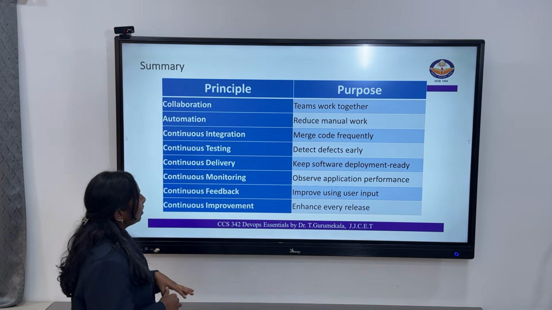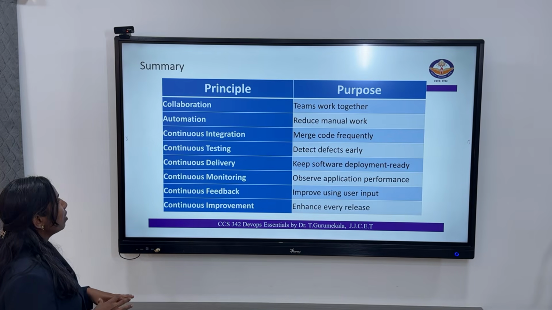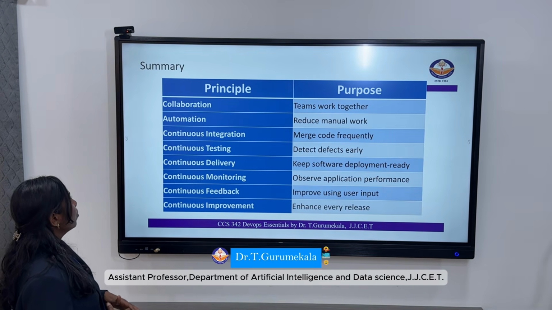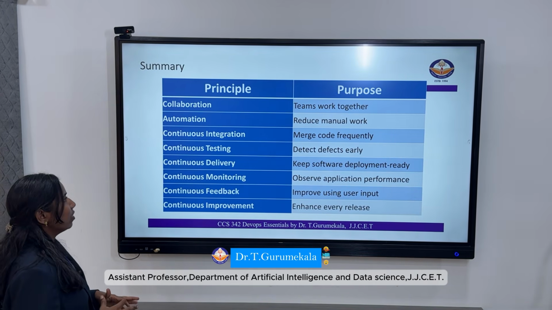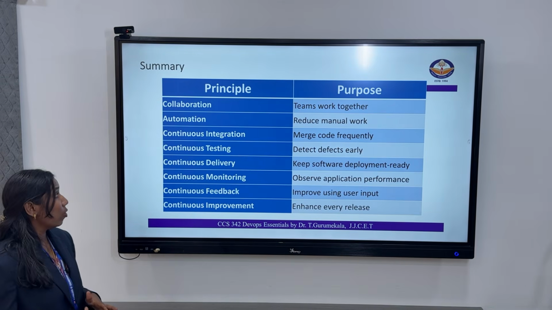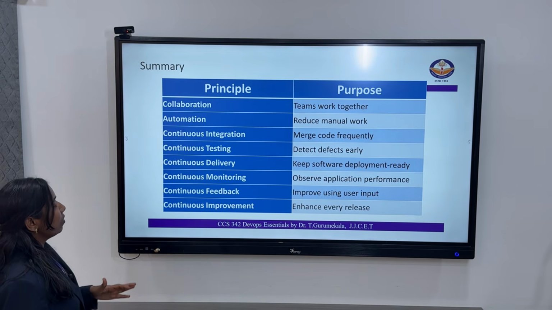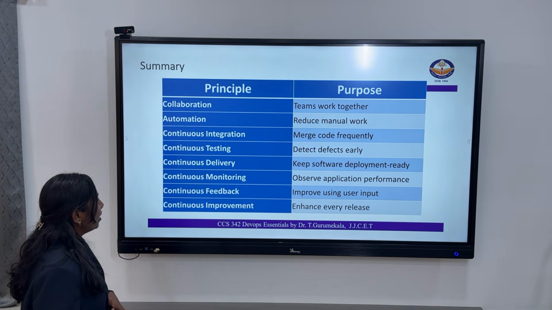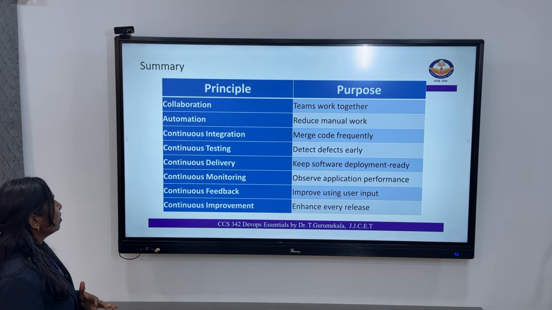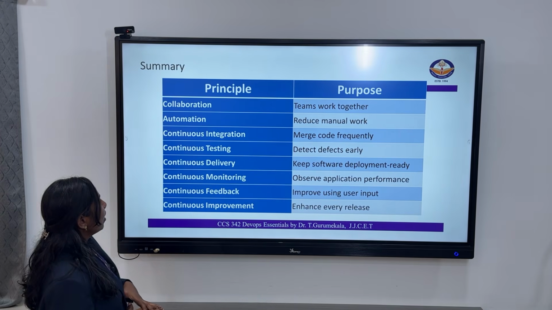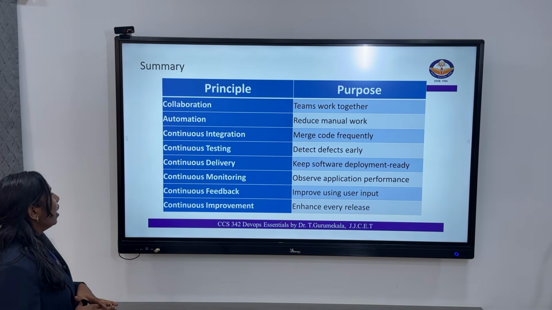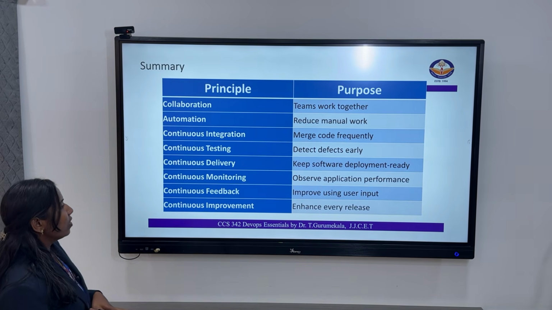So collaboration is for teamwork and automation is for reducing the manual work as well as the time. Continuous integration is for merging the code frequently. Continuous testing is for detecting defects as early as possible. Continuous delivery is to keep the software deployment ready. Continuous monitoring is to observe application performance. Continuous feedback is to improve the software using inputs, and continuous improvement is for enhancing every release.